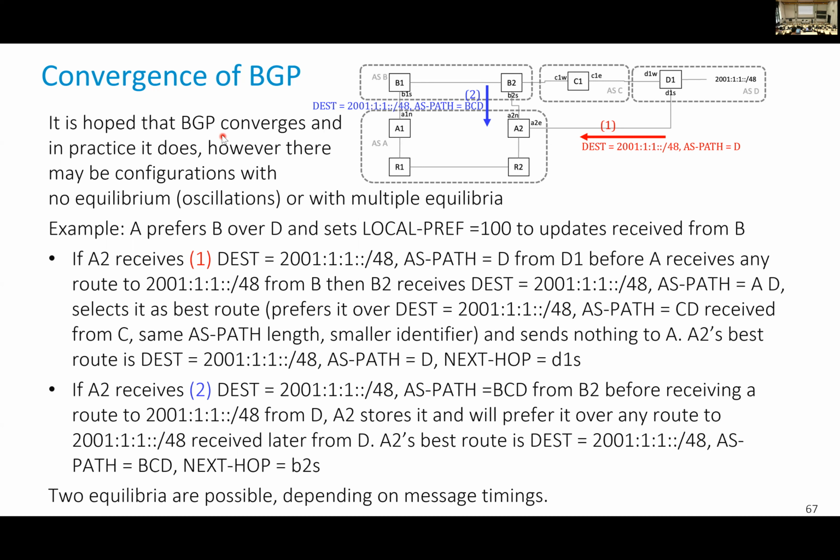Here is another example, which is a bit more subtle, where it is not the absence of convergence. It converges, but the equilibriums can be multiple. There can be multiple equilibria at convergence. Here, I'm showing this situation where there are 4 ASs, where A prefers B over D. So A prefers the announcements that are received from B over those that are received from D.